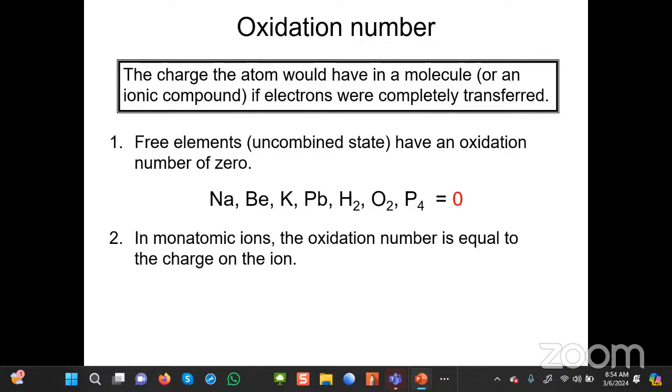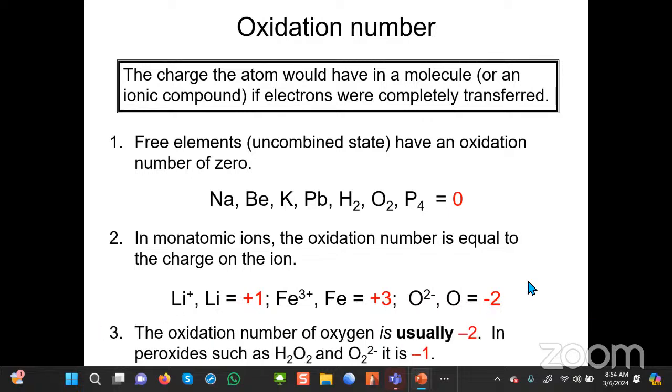In monatomic ions, this is the second rule. In monatomic ions, the oxidation number is equal to the charge on the ion, all right? So any monatomic ions, such as these right here: the lithium ion has a +1 charge, so the oxidation number is +1. In the case of iron 3, the oxidation number is +3. In the case of the oxide ion, the oxidation number is -2, right? So that's the rule for any monatomic ion. The oxidation number on those ions would be the same as the charge.